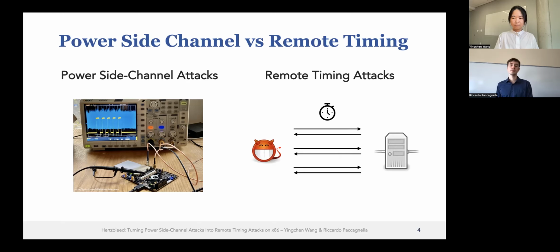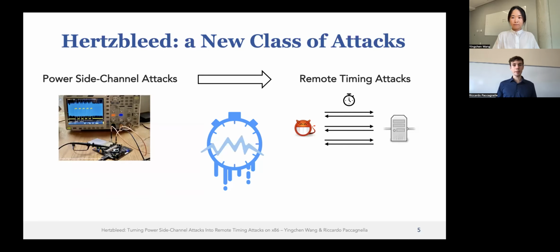And on the other hand, we have remote timing attacks. These attacks could only detect coarse-grained changes in a program's execution, but they can be performed without access to any special measurement interface. In this talk, we introduce Hertzbleed. Hertzbleed bridges the gap between these two disjoint classes of attacks by allowing to turn power side-channel attacks into remote timing attacks.